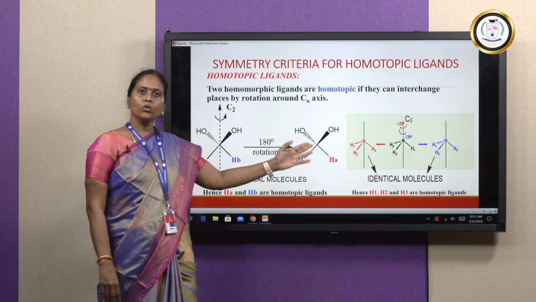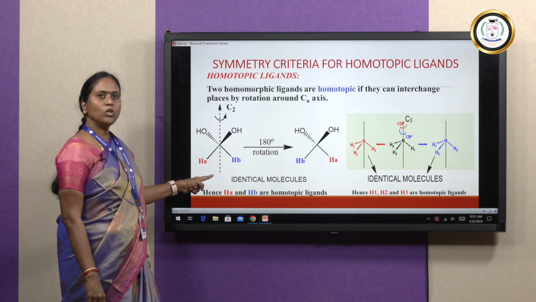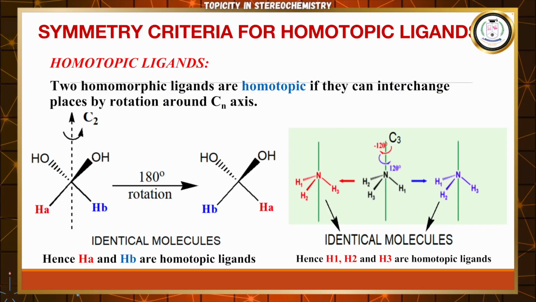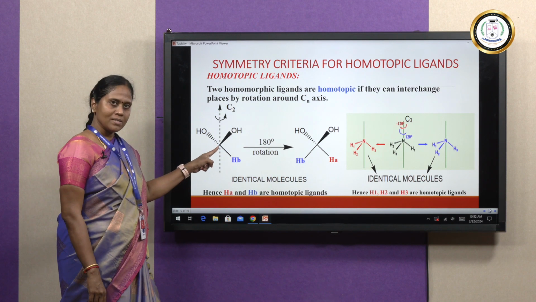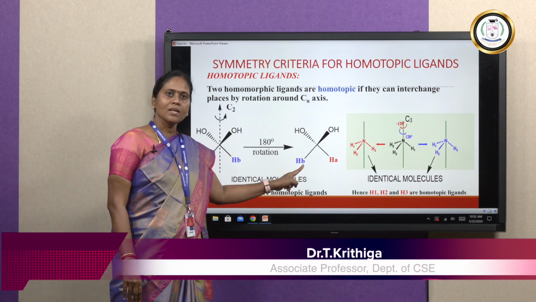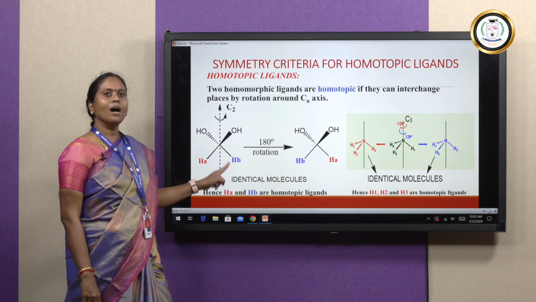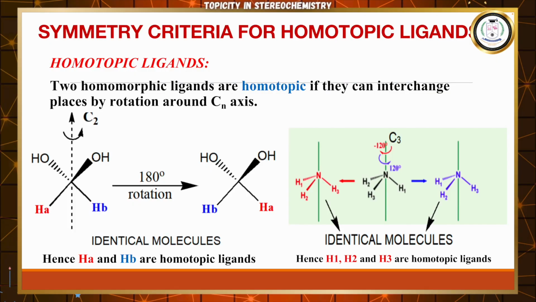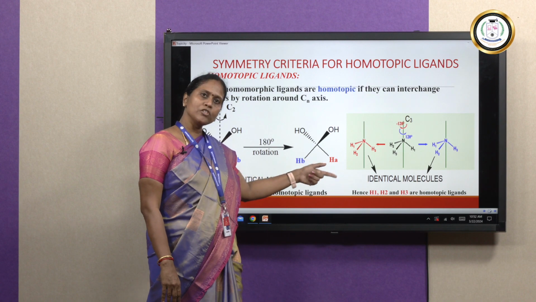So I have taken two axes. One is the C2 axis. If you see this molecule, it has a C2 axis of rotation. If the molecule is rotated by 180 degrees, then HA and HB, these two homomorphic ligands, because this is a prochiral center, will interchange their places, but we get two identical molecules here. Therefore, HA and HB are homotopic ligands. Now if you see ammonia, this molecule has a C3 axis of rotation. So here it contains three homomorphic ligands, H1, H2 and H3.